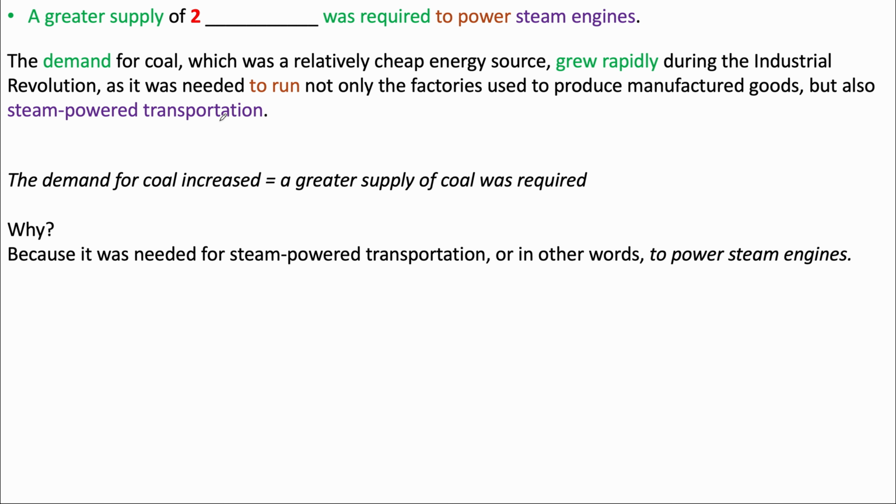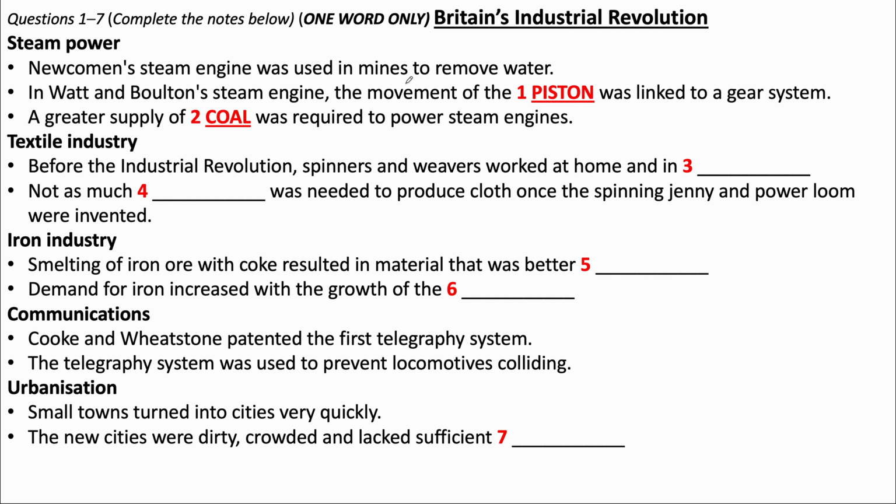From this sentence, we learn that the demand for coal increased, which means a greater supply of coal was required. Why? Because it was needed for steam powered transportation, or in other words, to power steam engines. So the answer to the second question is coal.